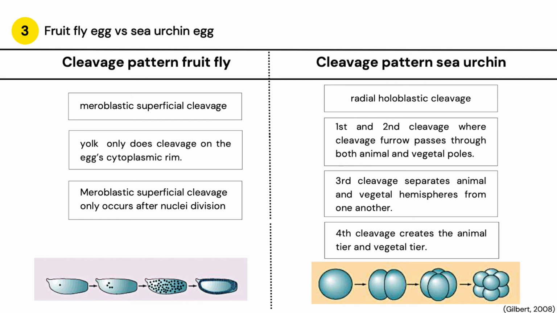In sea urchins, the cleavage has 4 stages: the first stage, or the meridional, and second cleavage, or the perpendicular stage, has a cleavage furrow passing through both animal and vegetal poles. The third cleavage, or the equatorial, separates animal and vegetal hemispheres from one another. The last stage creates an animal tier, which becomes the mesomeres, and a vegetal tier, which becomes the macromeres and micromeres.